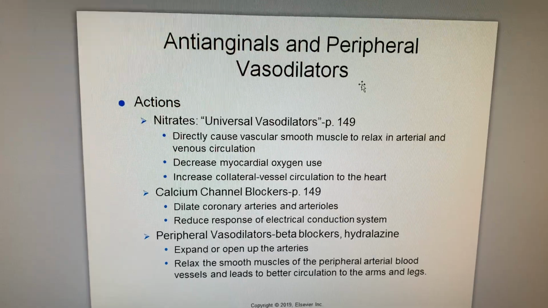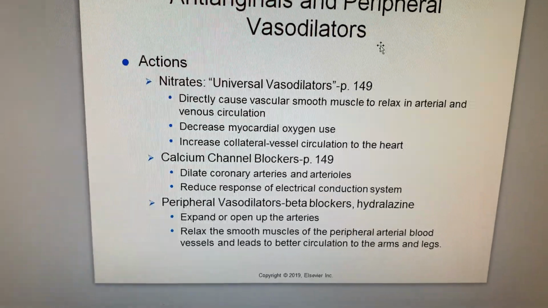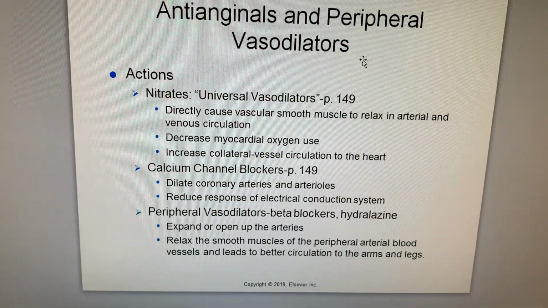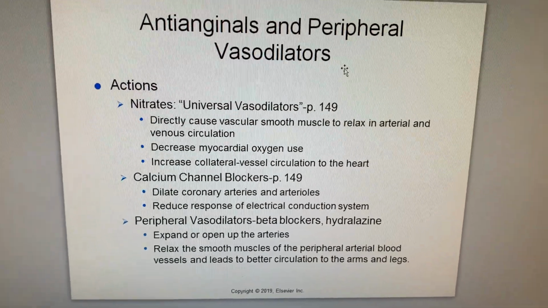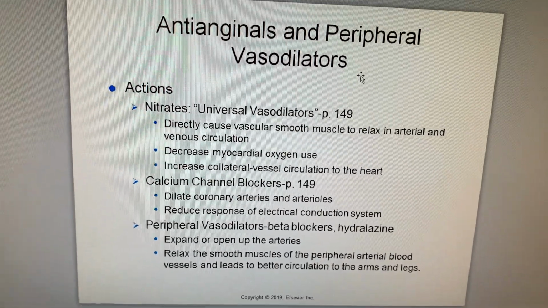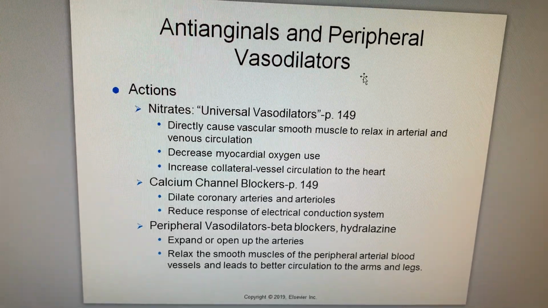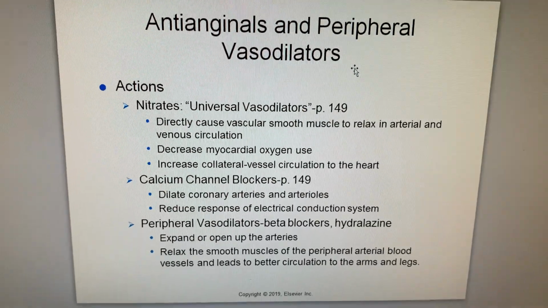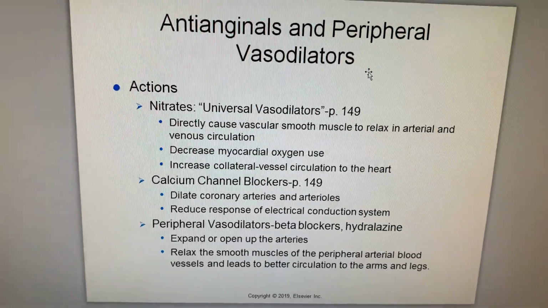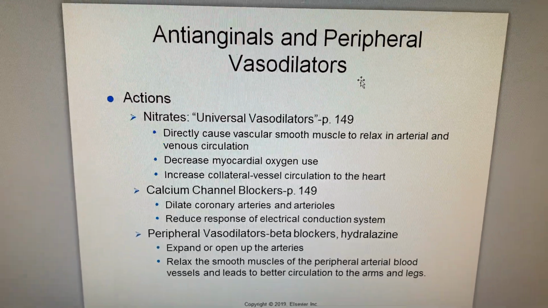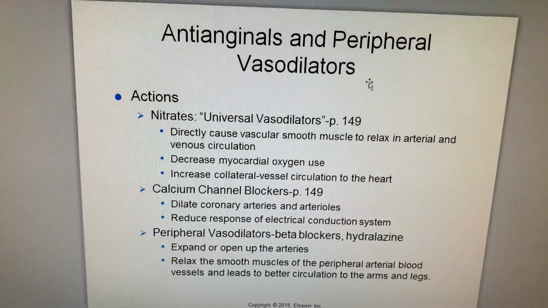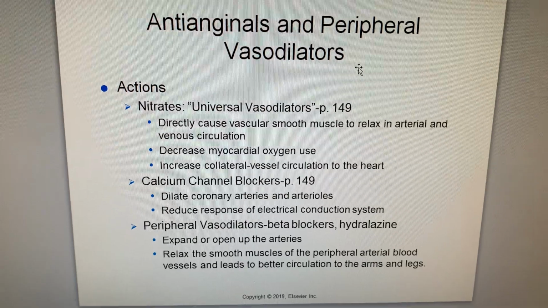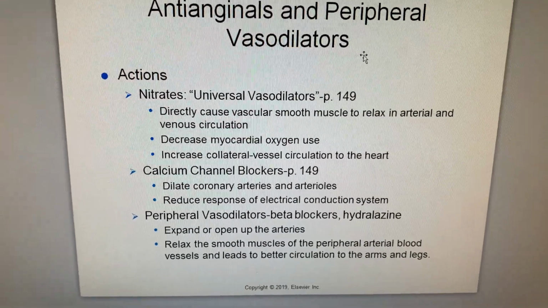Remember, the heart is not just a physical organ, it's an electrical organ, and messages are carried all through the heart that help it contract. And so if you reduce that response, you're not going to get as big a constriction of the veins and arteries that supply the heart. And we remember, hopefully, that our prototype calcium channel blocker is called verapamil or Calan.